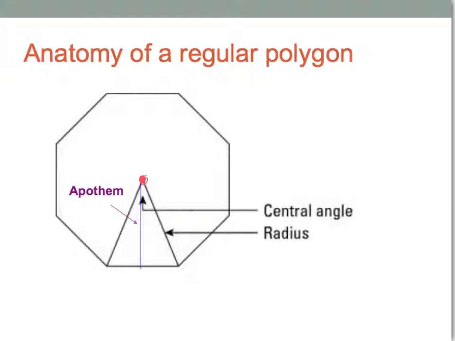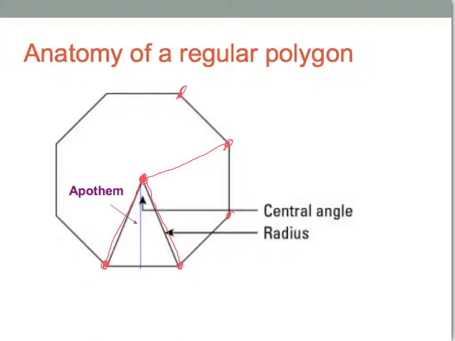Now the central angle is formed by two radii. It's not just circles that have a radius. Come to find out, a regular polygon has one too. A radius is a segment that joins the center to any vertex. I have my center here, and here's a vertex, here's a vertex, and we've got several of the vertices around our polygon. A radius just joins the center to any vertex.